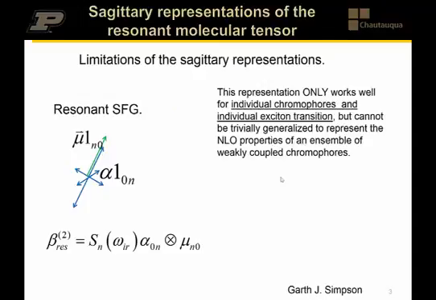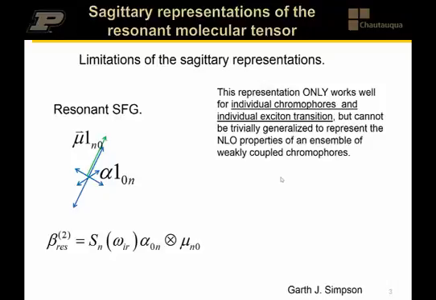So again, to remind you, what were some of the limitations of the Sagittarius representations? They're very convenient for looking at individual resonances concisely and allowing us to fully reconstruct the full set of 27 tensor elements in any arbitrary coordinate system by projection upon the molecular frame. However, they only work for individual transitions.